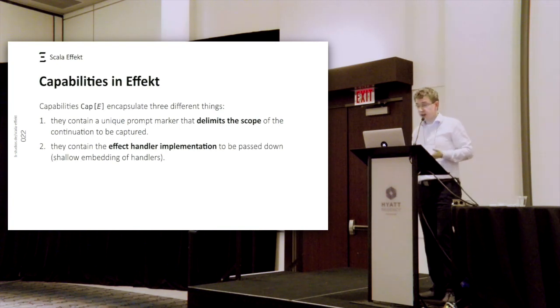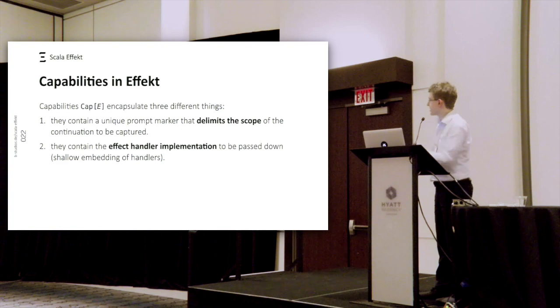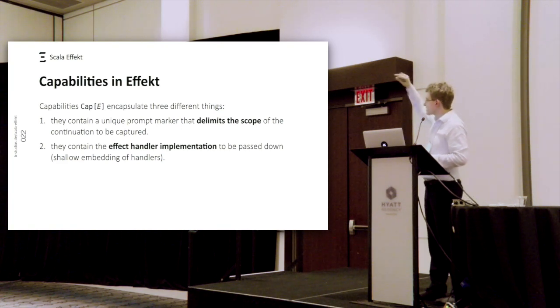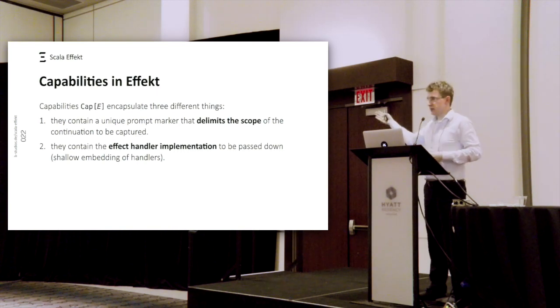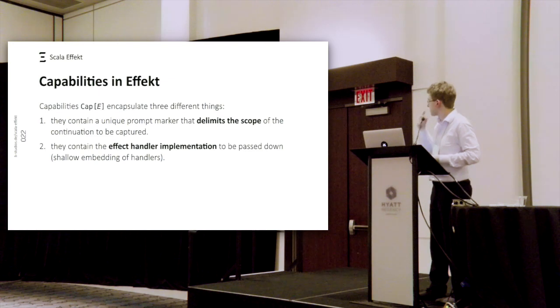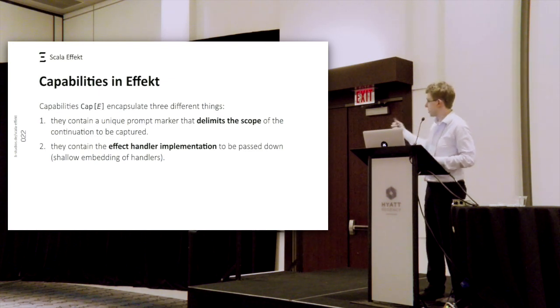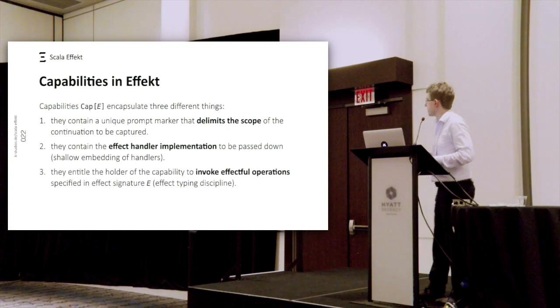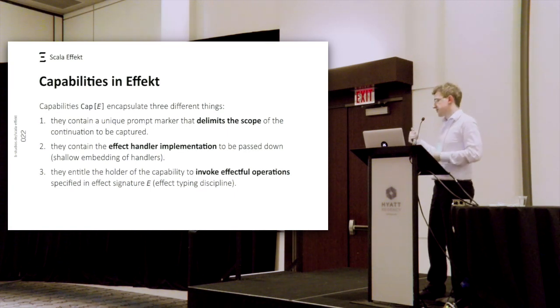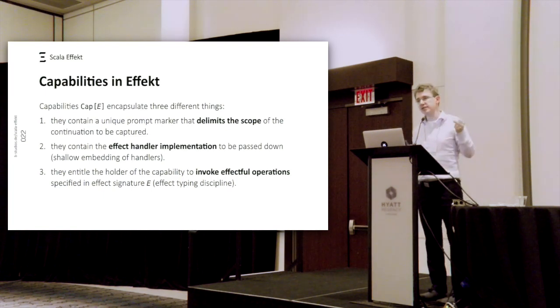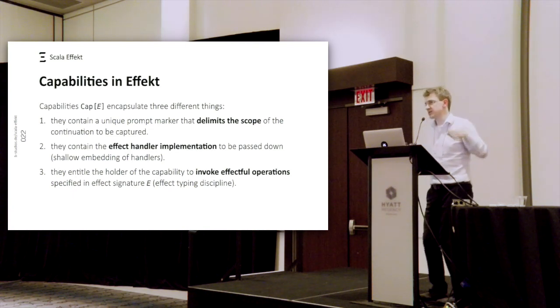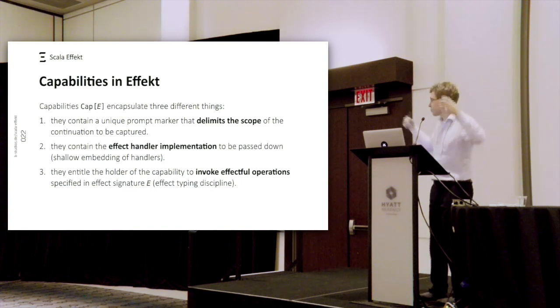Second, the second question was how do handlers provide semantics? And here we pass down capabilities and they contain the handler implementation. So also here capabilities are related to this design question and to our answer of shallow embeddings. And the third one was how do we establish an effect typing discipline? And here, conceptually, the capability entitles the holder of the capability to trigger an effect operation. So it's a conceptual entity of, or proof that the holder is allowed to call an effect.